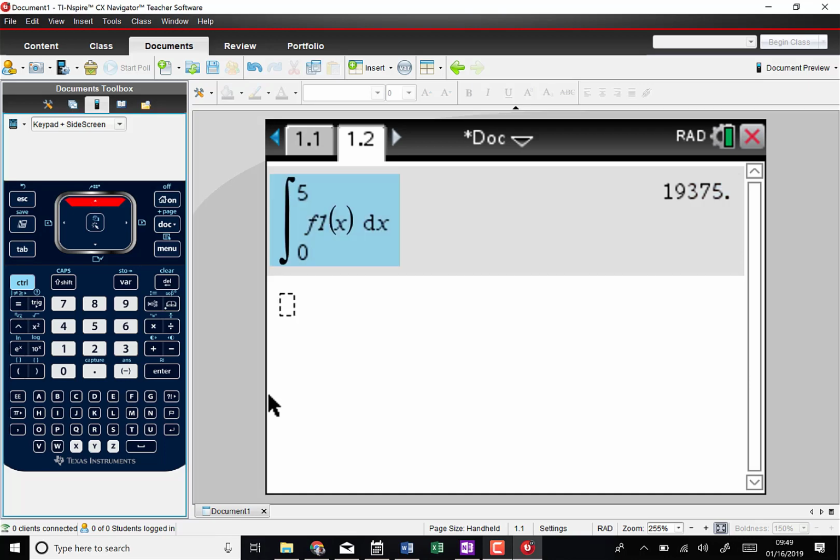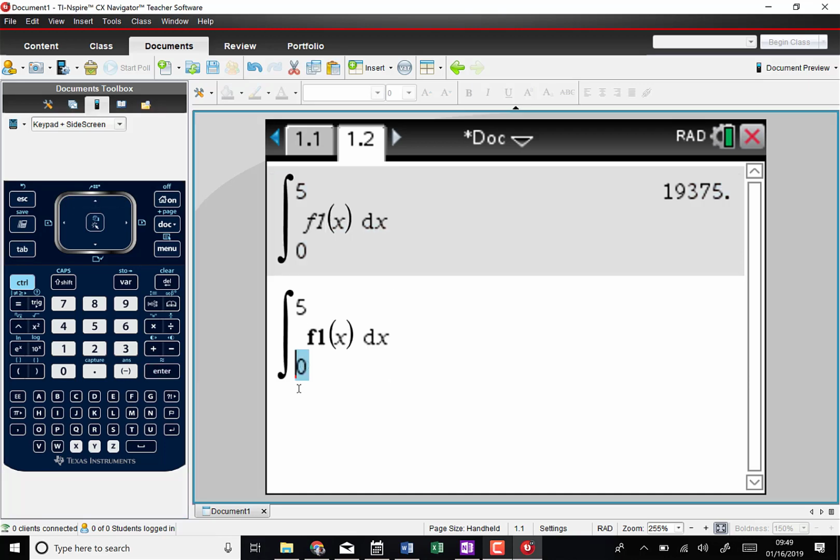Usually what I would do is I'd go up, up, and call this one back up, and then just replace the 0 with a 2. That's going to be quicker.